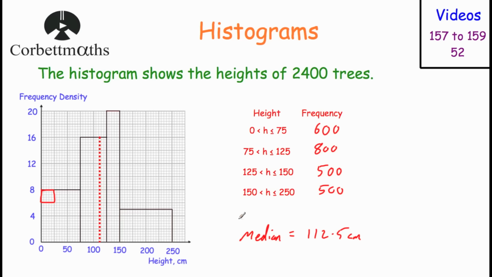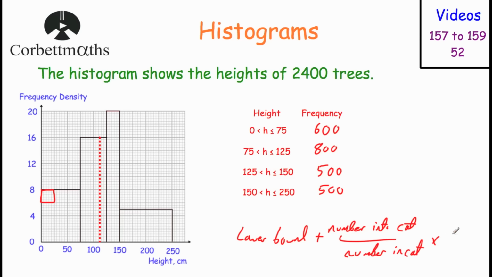Now you may have guessed that that's not the approach I use whenever I work out the median, just because I don't like counting the little blocks and trying to figure out where that line is. I use an approach called linear interpolation. It's video 52 in Corbettmaths, and the formula is the lower bound plus number into category divided by number in category times class width. It sounds quite complicated, but it's not really. Let me explain what I mean by that.